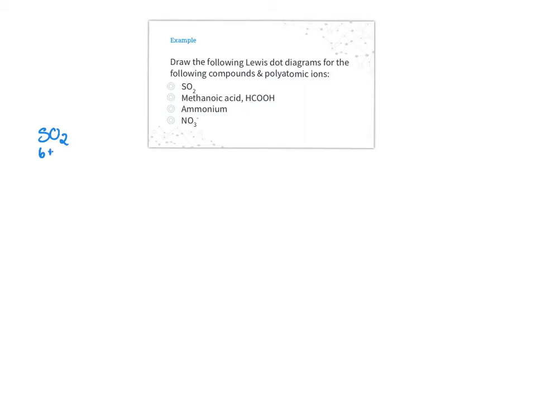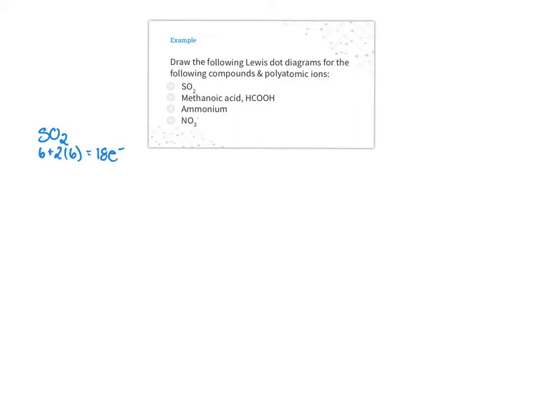Oxygen also has 6 valence electrons. And because we have 2 oxygens, we're going to multiply the number of valence electrons by 2. So 6 plus 2 times 6 is 18 valence electrons total from S and 2 O's.